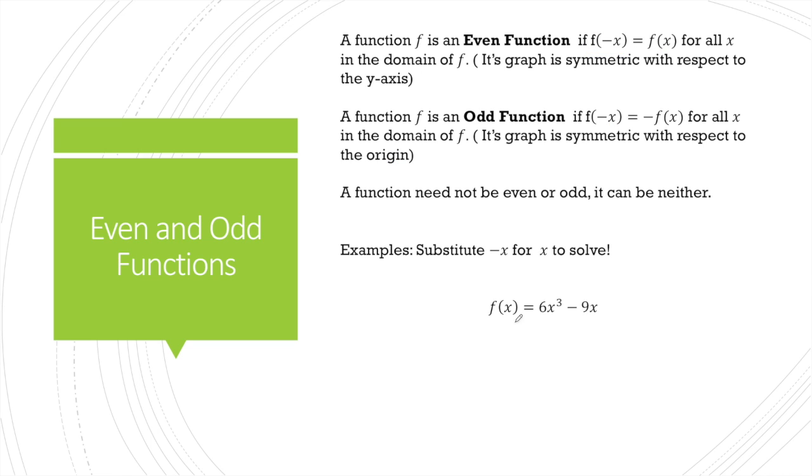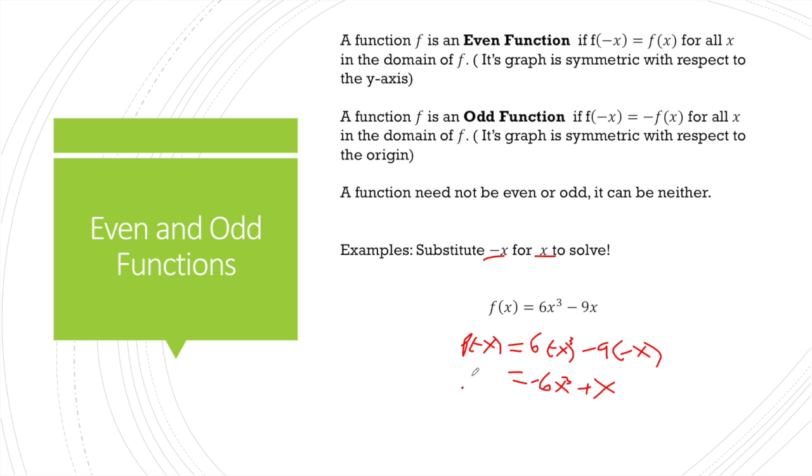Let's try this again. So I'm going to substitute a negative x for x in order to determine if this function is even or odd or neither, right? That's our third option. So if I take f of negative x, that gives me 6 times negative x cubed minus 9 times negative x. I would get negative x cubed is going to be a negative x cubed times 6. That gives me negative 6x cubed. Negative 9 times x gives me a positive 9x.